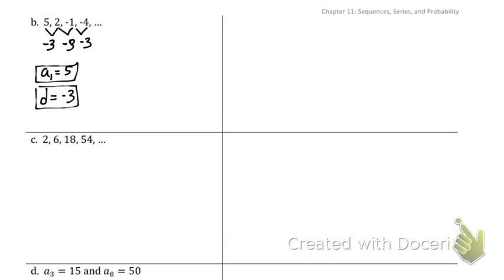So let's go ahead and write our recursive. That's usually the easier of the two. Our recursive is always going to be a sub n equals the term before it, and then we're going to subtract 3. What am I missing from my recursive formula? Brian? My starting value. So we need a sub 1 to equal 5.